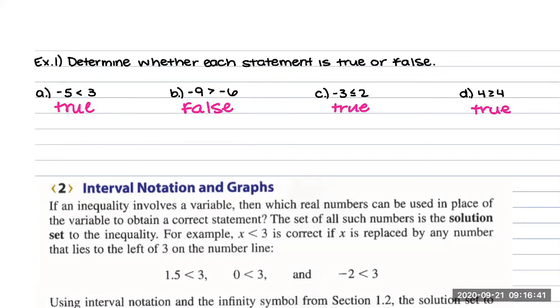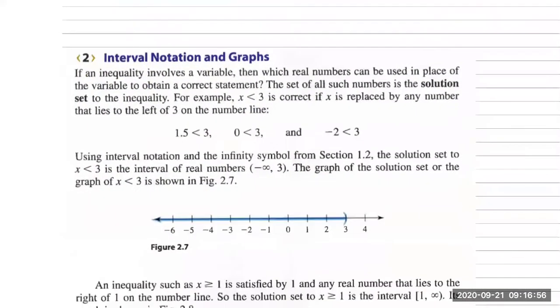All right, so the next section that we're going to go over is dealing with interval notation and graphs. When you're dealing with interval notation, you want to think about what we did in the beginning of the year. So if you have something like x is less than 3, the interval notation of that is going to include the numbers that are less than 3 as well as the 3.